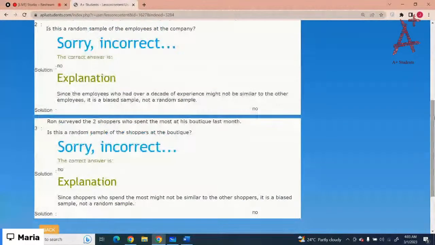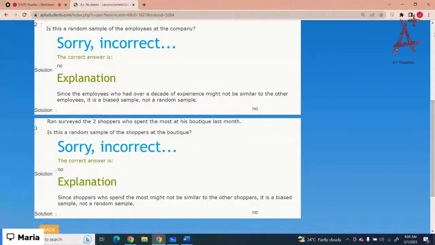Ron surveys the two shoppers who spent the most at his boutique last month. Is this a random sample? No, this is not random. Here is the criteria. The two shoppers are the ones who spent the most in the last month. Got it? So that would be the biased sample. When you have a condition, you have a criteria, that would be the biased sample.